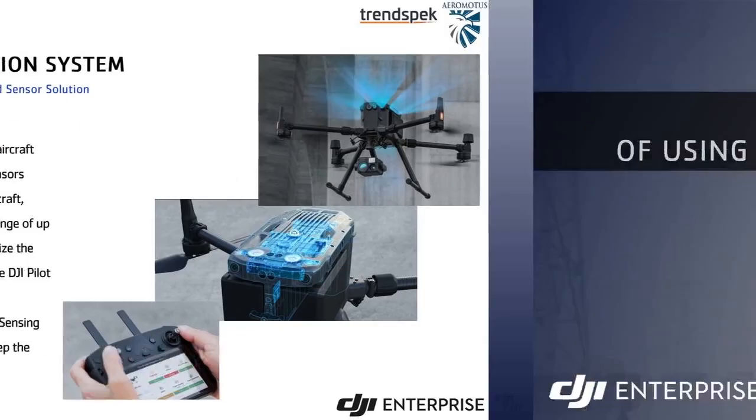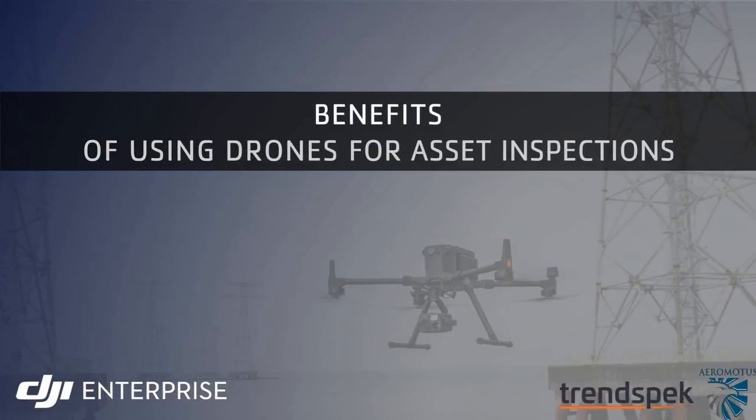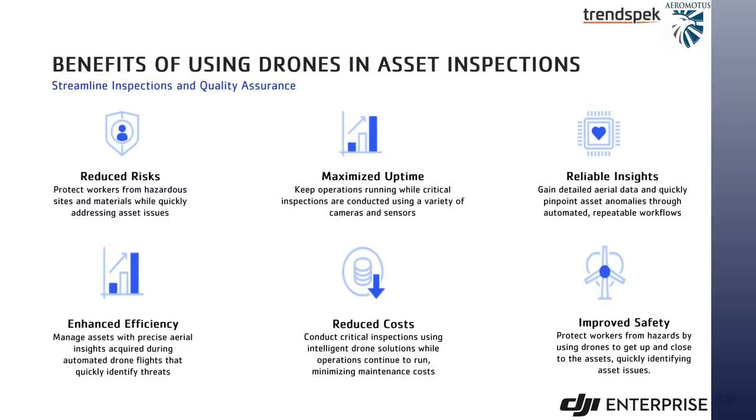this particular function. Some of the benefits of using drones for asset inspections. On a broad level, these are the main benefits. Of course, every industry has different micro benefits as well, but in general you have reduced risks. You protect workers from hazardous sites and materials while addressing asset issues. It helps you maximize your time, keeping operations running while critical inspections are conducted using cameras and sensors. It gives you reliable insights, so you have complete aerial data with point clouds, 3D models, and anomaly reports.